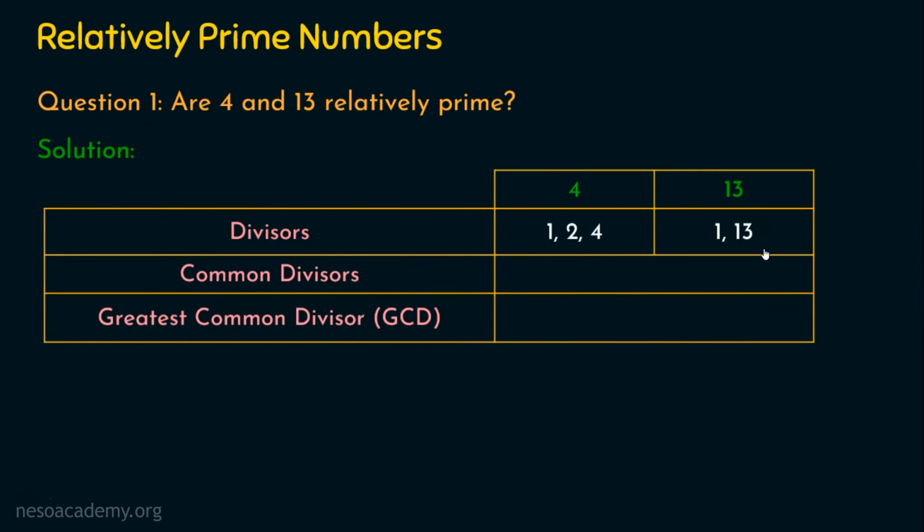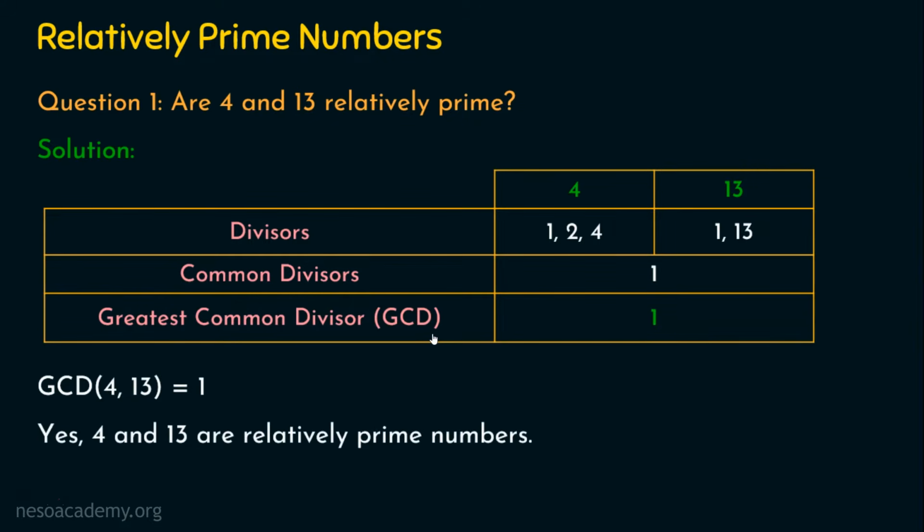Now in these two sets of numbers, what's the common divisor? We have 1, 2, 4 here, we have 1, 13 here. So the common divisor here is 1 and obviously this is the greatest common divisor. So it's clear that the GCD of 4 and 13 is 1. So when the GCD of these two numbers is 1, obviously 4 and 13 are relatively prime to each other. So the answer for question number 1 is yes, 4 and 13 are relatively prime numbers.